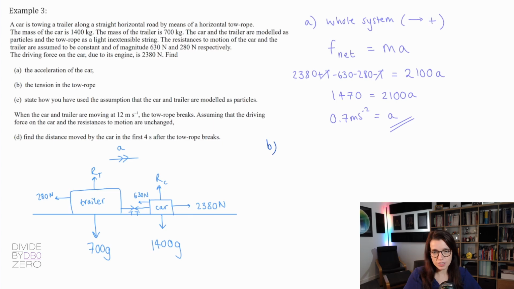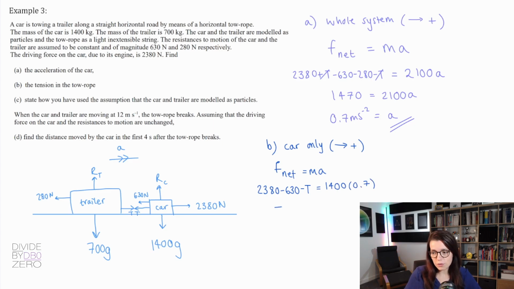Part B, they want the tension in the tow rope. Now for this, we need to consider either the car only or the trailer only. We can't consider the whole system again because we don't want the T's to cancel out this time. You can choose either, but I'm going to choose the car only. Again, taking the right direction as positive. F net equals MA. Just looking at the car, that's going to be this, 2,380 driving force minus the resistance on the car minus the tension. That's going to be equal to 1,400 for the car only, times the acceleration, which we now know is 0.7. If you solve this for T, you get T to be 770 newtons.